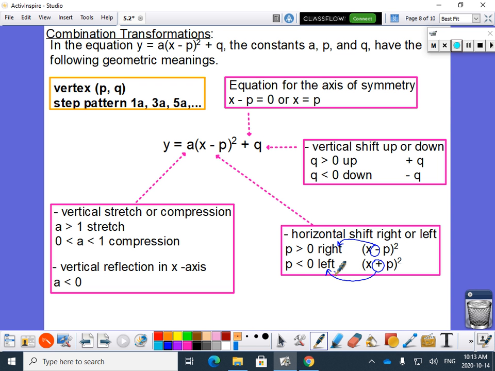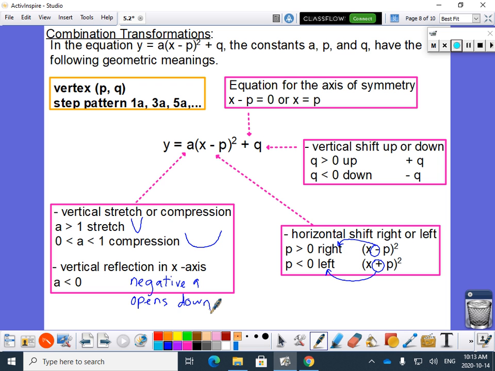Now, vertical stretch or compression, something else we've learned. Well, that is all about the a value. So if a is greater than 1, we're going to see a vertical stretch that looks more like that. If a is a fraction, so it's greater than 0 but less than 1, it's going to look like that, a little bit fatter. And then if there is a reflection in the x-axis, we know that we have a negative a, and it opens down.